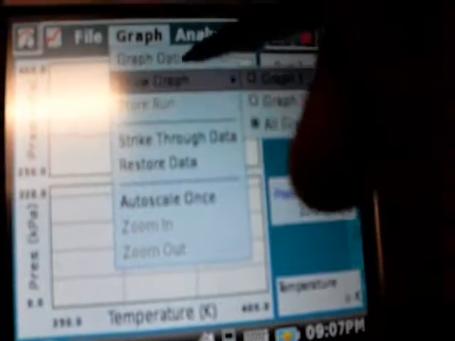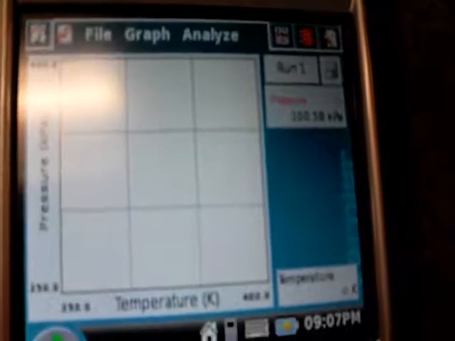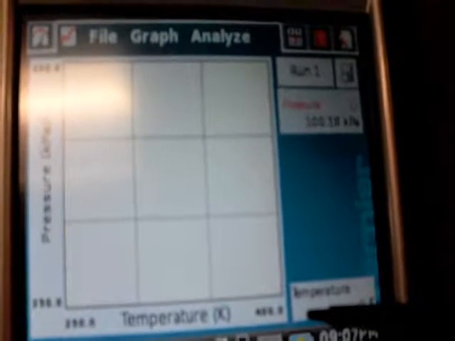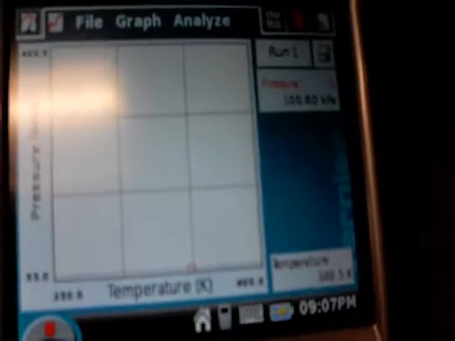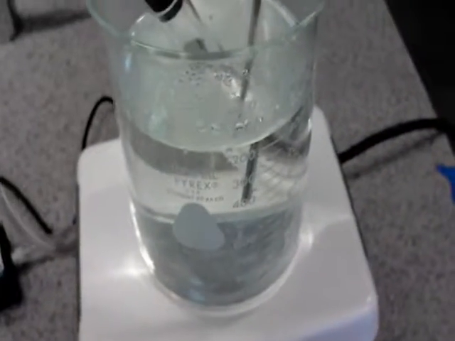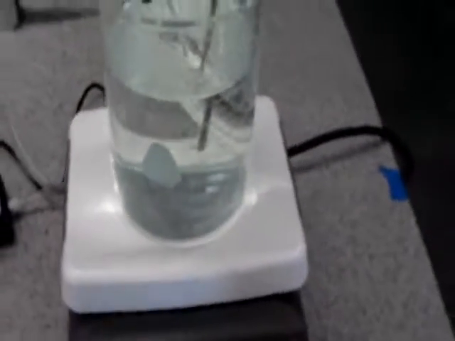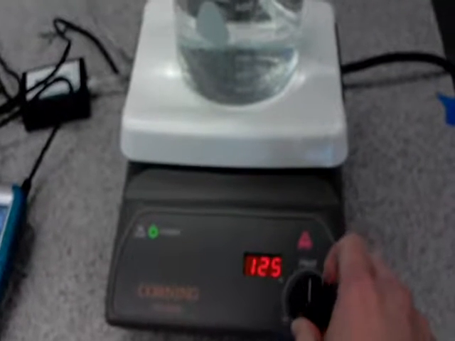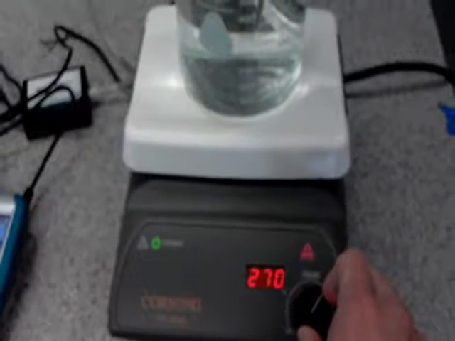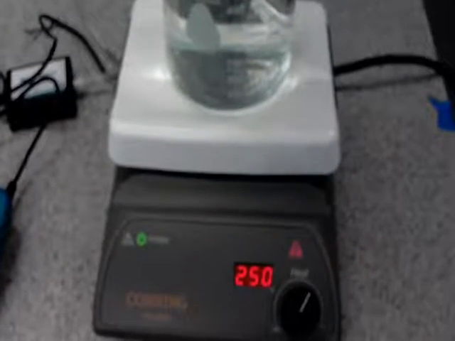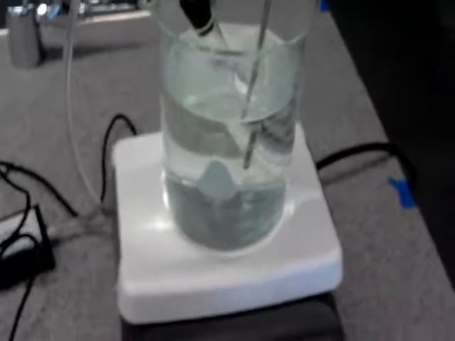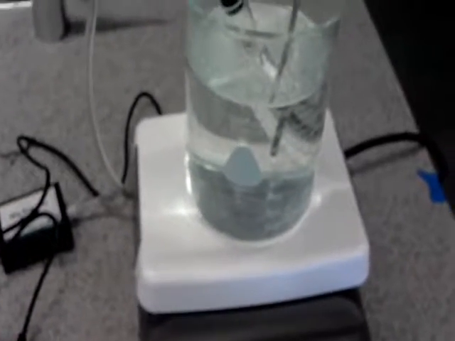And then when we get to graph, we can say just show graph 1, since that's really the only one we care about. And so now we've got a pressure in kilopascals versus temperature in kelvins graph ready to go. And so we just hit the collect button, and it'll start collecting. It'll take one measurement every 30 seconds of the pressure and temperature at that point. So then we come back over here and turn it up, as I said, to about 250 degrees Celsius. I found that that was a pretty good heating rate for this amount of water to get good data.